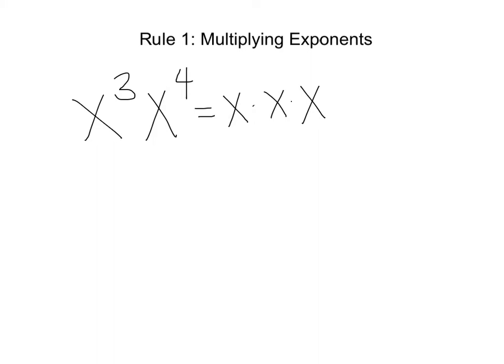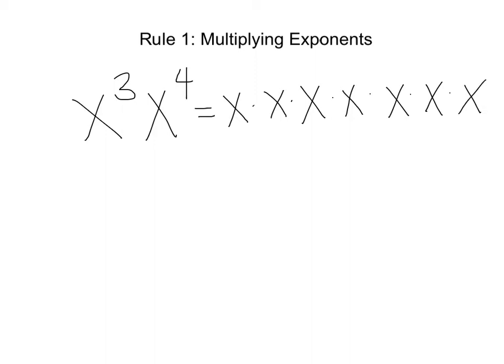Rule 1, multiplying exponents. Make sure you have this next to the red line on the left side of your paper. When we multiply exponents, we're thinking of x cubed, this is just an example, times x to the fourth. Now, if you're going to write that in expanded form, you already know that you would write x 3 times: x times x times x. And then you're still multiplying by this x to the fourth. So we actually add 4 more x's when we're multiplying.